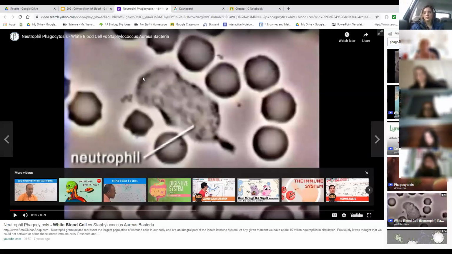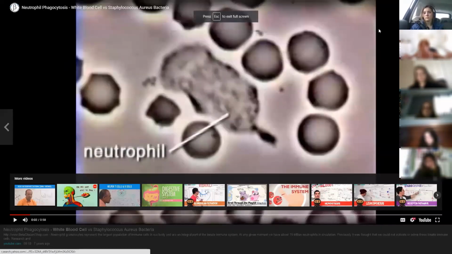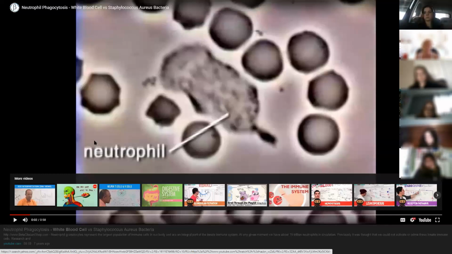Okay. So this is the neutrophil here. These are red cells, and you're going to watch this guy hunt down a bacterium, and then it's going to engulf the bacterium. So you're going to get an idea of that phagocytosis.